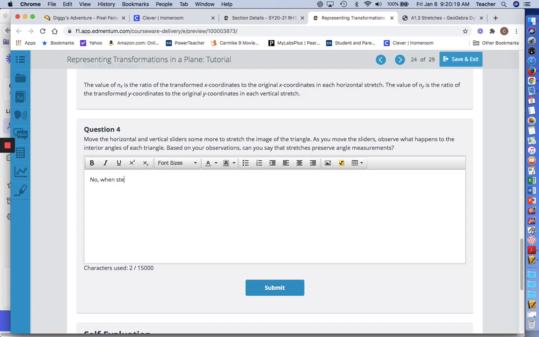When stretched, the angles do not remain the same.